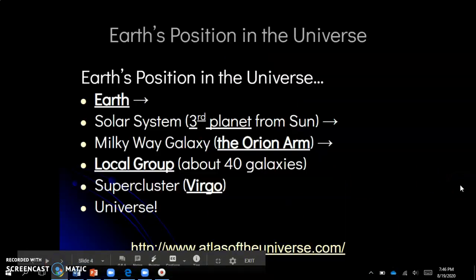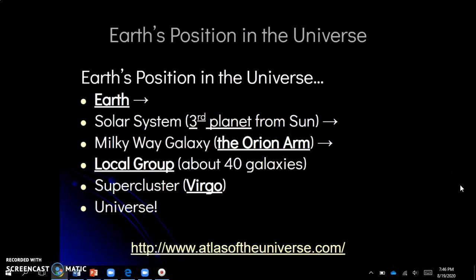So let's talk about Earth and Earth's position in the universe. So our planet Earth is our home, it's where we live, and in our solar system, so a solar system includes a major star and the planets and the moons that revolve around it. So in our solar system, we are the third planet from the sun. That means there's 2 planets between us and our sun.